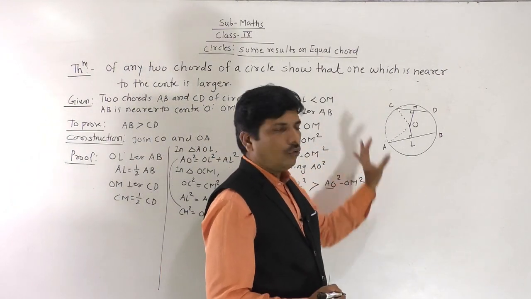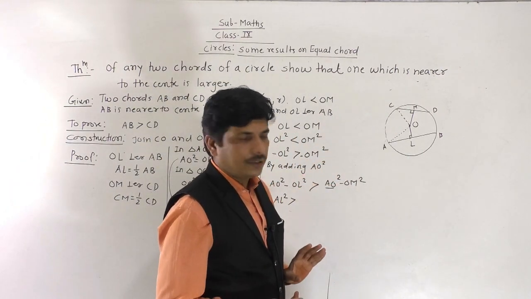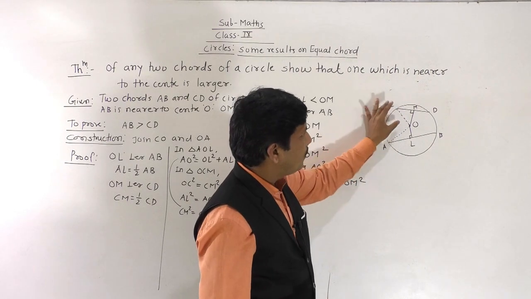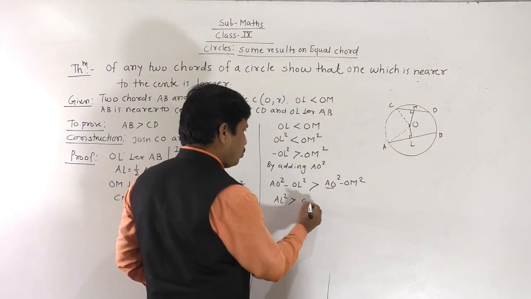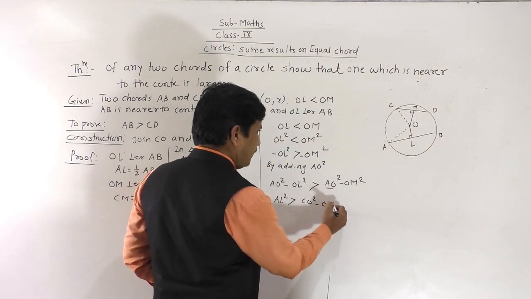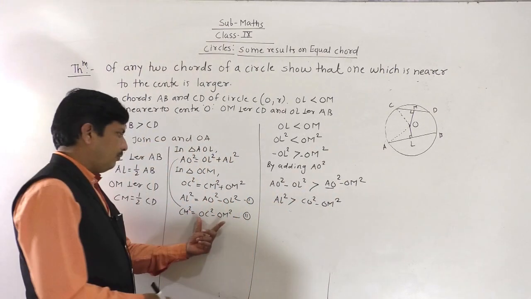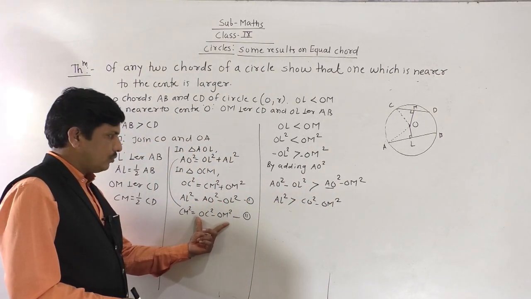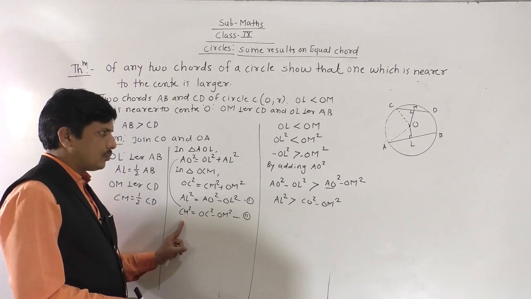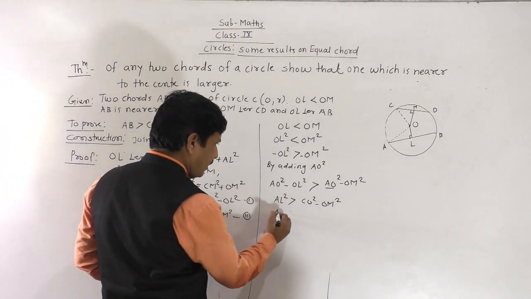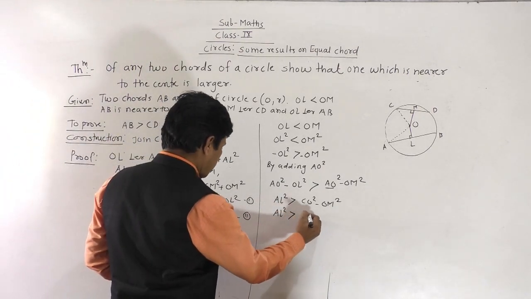AO and CO are the radii of the same circle. So that I am replacing AO by CO. CO square minus OM square. Okay. So that we have CO means OC square. OC square minus OM square is equal to CM square. So AL square is greater than CM square.